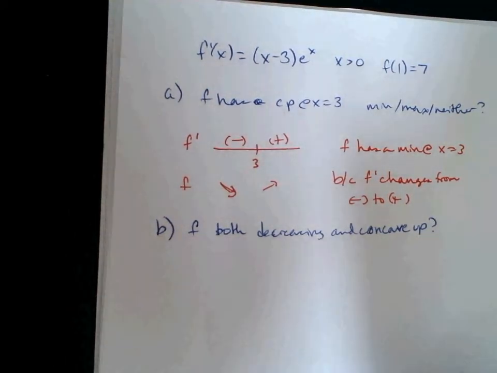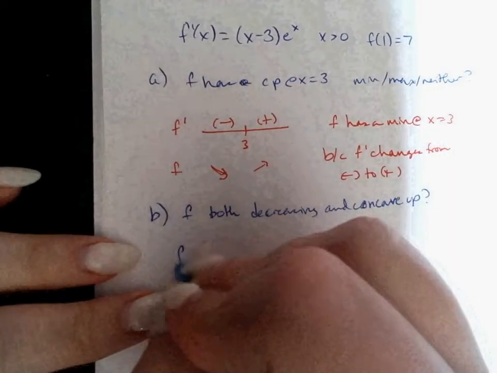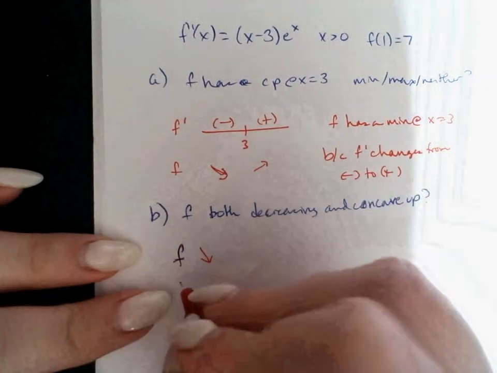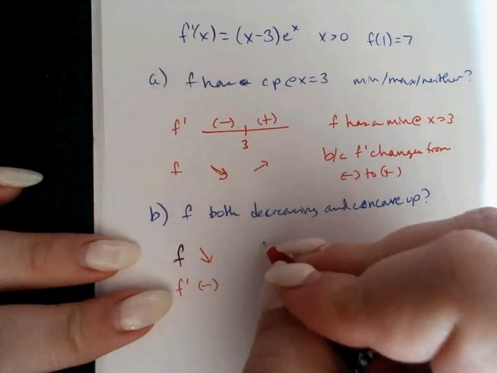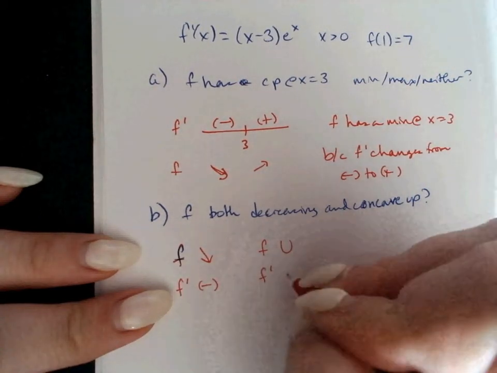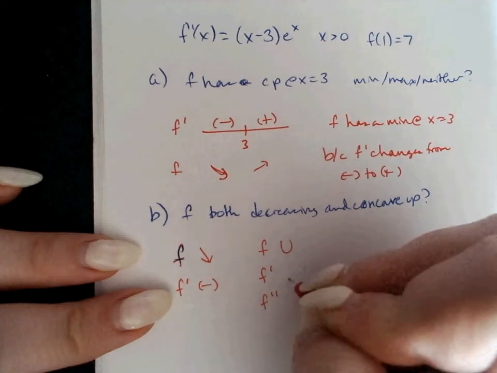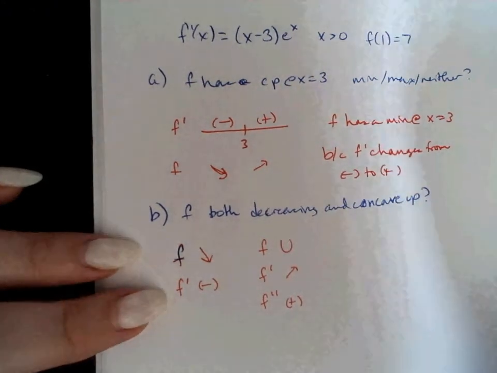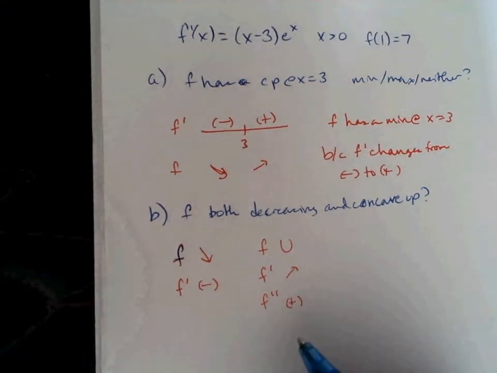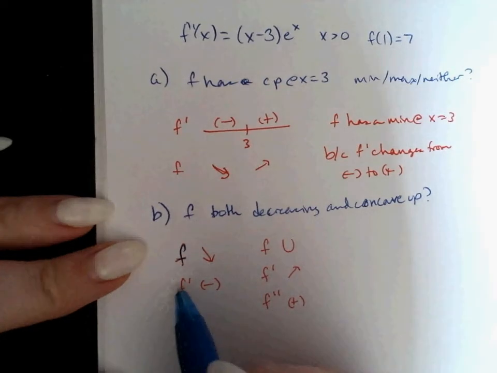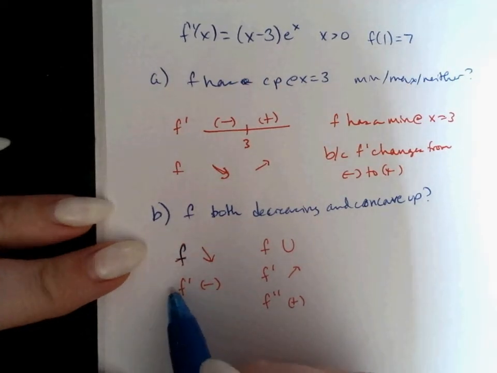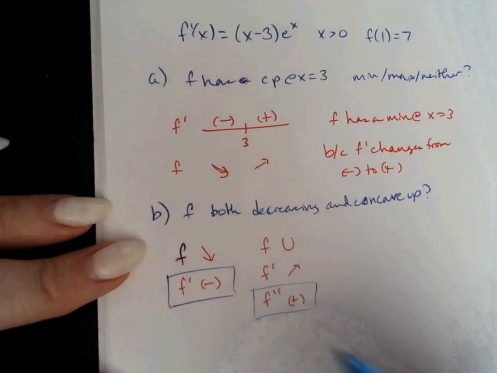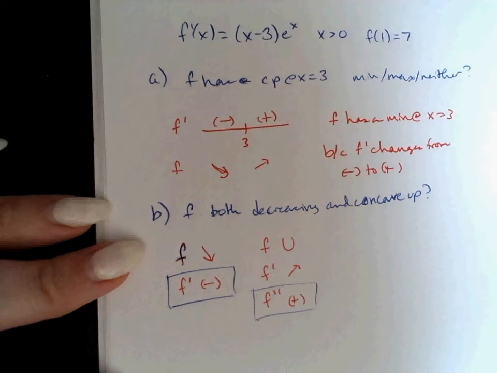So in order for f to be decreasing, that means f prime must be negative. In order for f to be concave up, that means f prime must be increasing, or the second derivative is positive. So what I'm going to do is a sign chart again for all my critical points for f prime, and then for f double prime, I'm going to figure out when f double prime is positive, and I'm going to see when those coincide, okay?